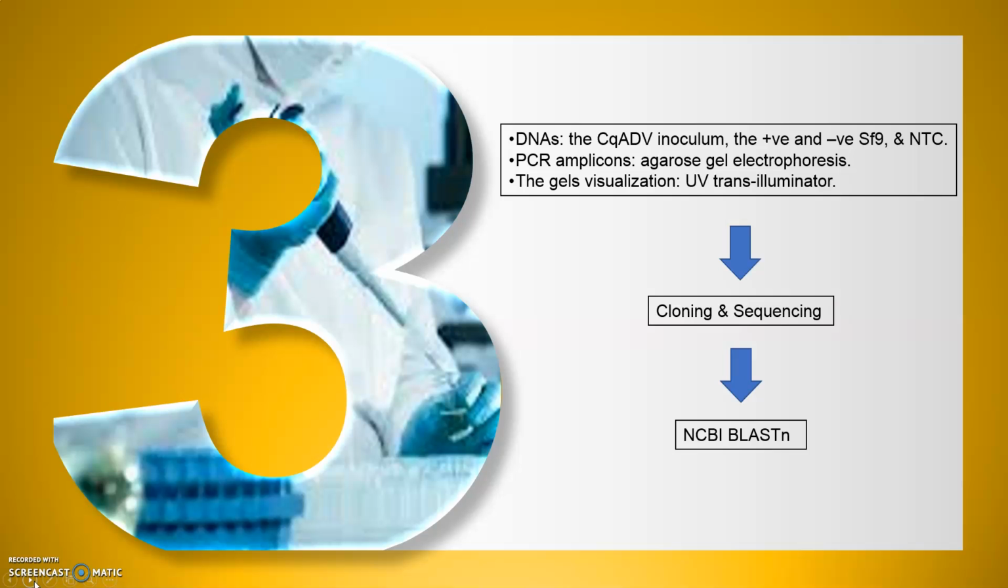For the DNAs, we collected the CqADV inocula, the positive and the negative SF9, and also the non-template control. For the PCR amplicons, we used agarose gel electrophoresis and visualized the gels using a UV transilluminator. After that, we cloned and sequenced our samples. We sent them to Macrogen, and then we did NCBI BLAST nucleotide.